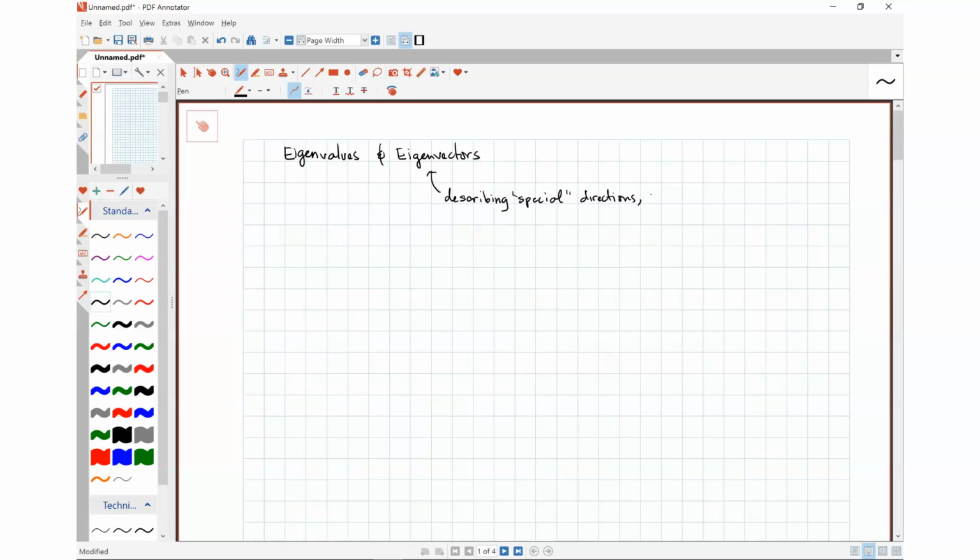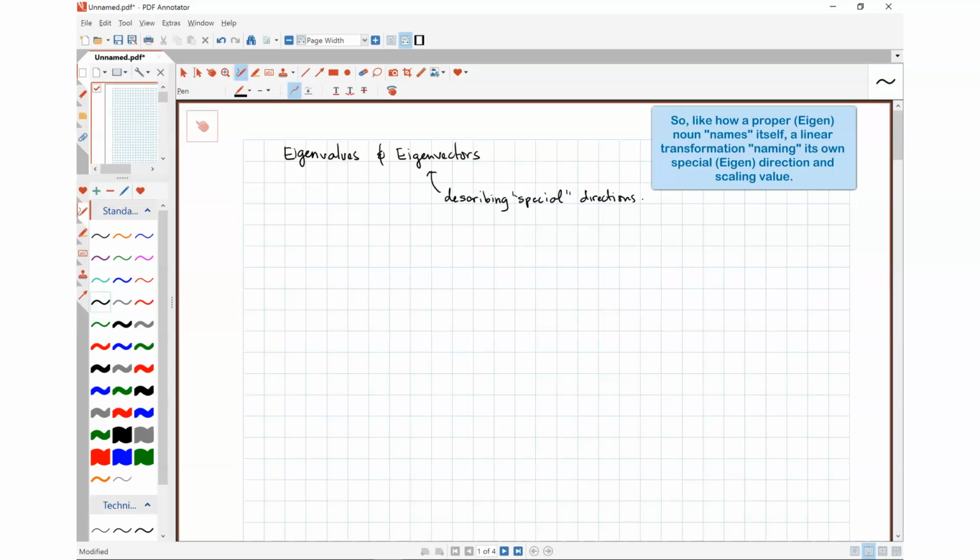So these special directions have this property that for a given matrix, the only thing that happens when you multiply a vector in one of those directions is that it gets scaled. It doesn't change direction. It stays pointed the same direction. So eigenvectors are things that are describing special directions for a matrix, or more generally, a linear transformation. And the scaling that happens along those directions is described by eigenvalues.